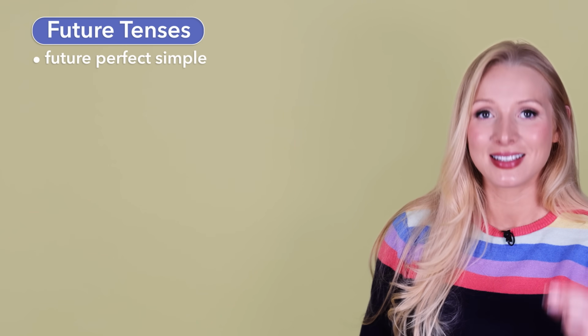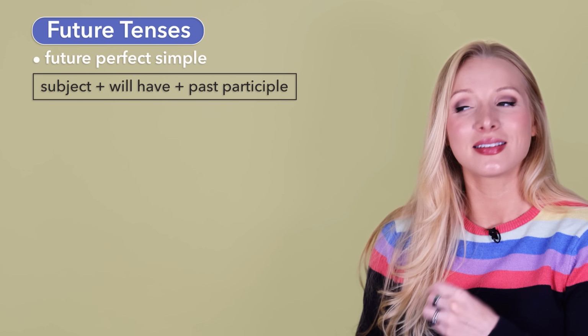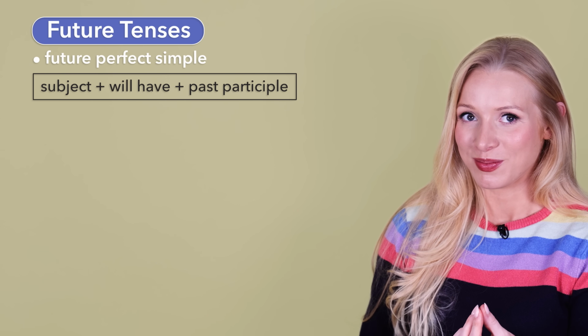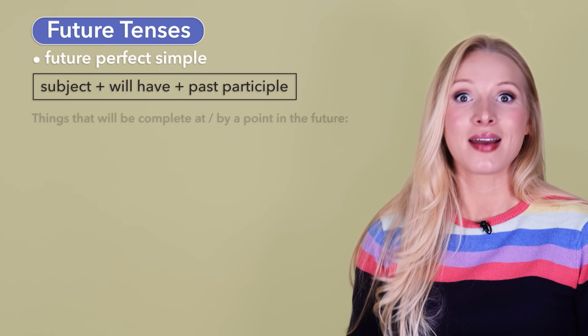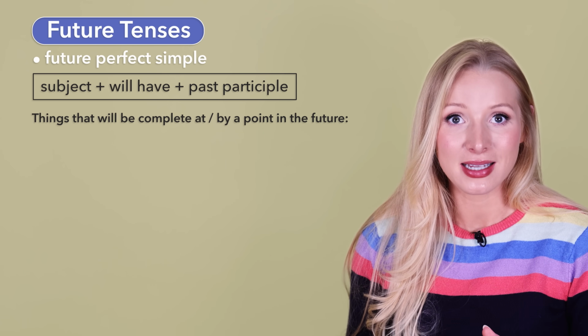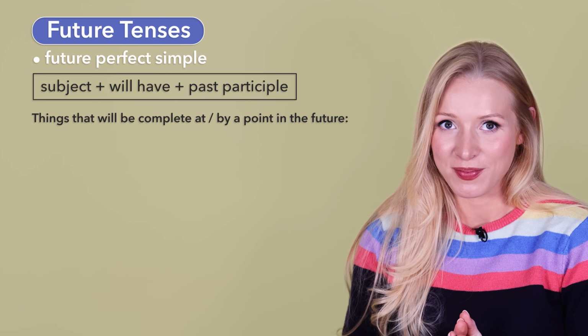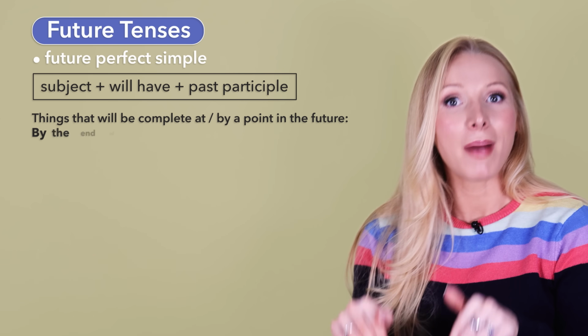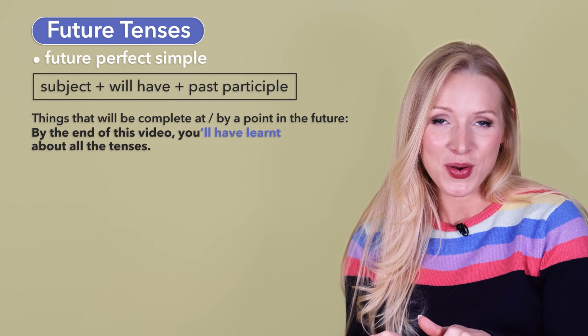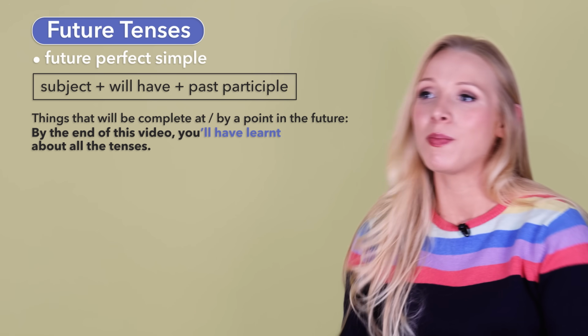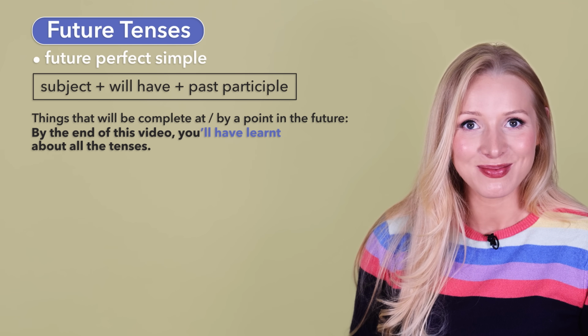Okay, we're very close to the end now. Let's discuss the future perfect simple. It's formed with will have plus past participle. It's used to talk about things that will be complete at or by a point in the future. For example, by the end of this video, you'll have learnt about all the tenses.